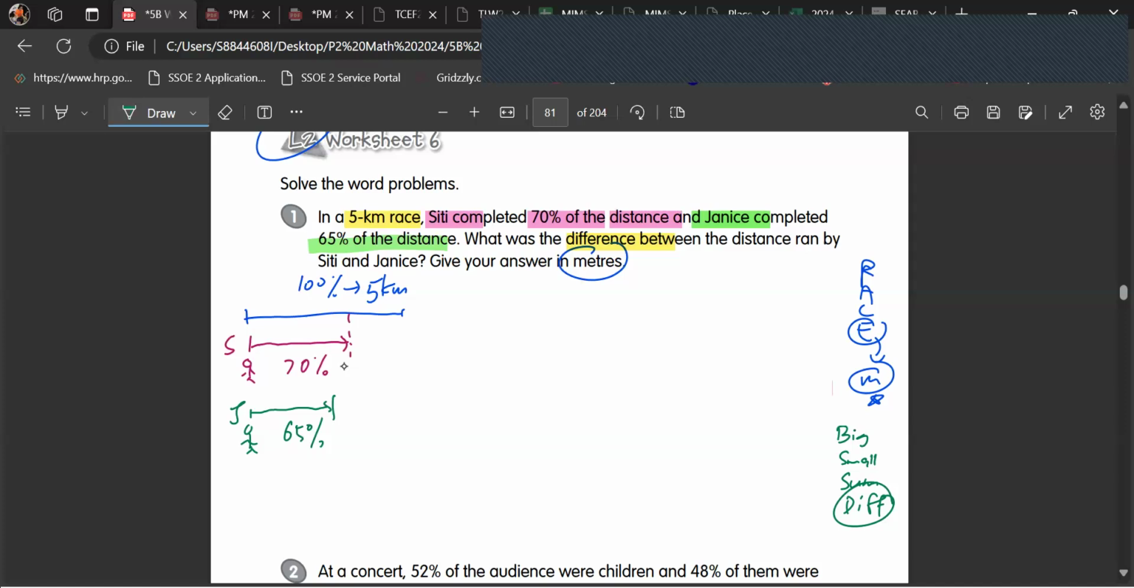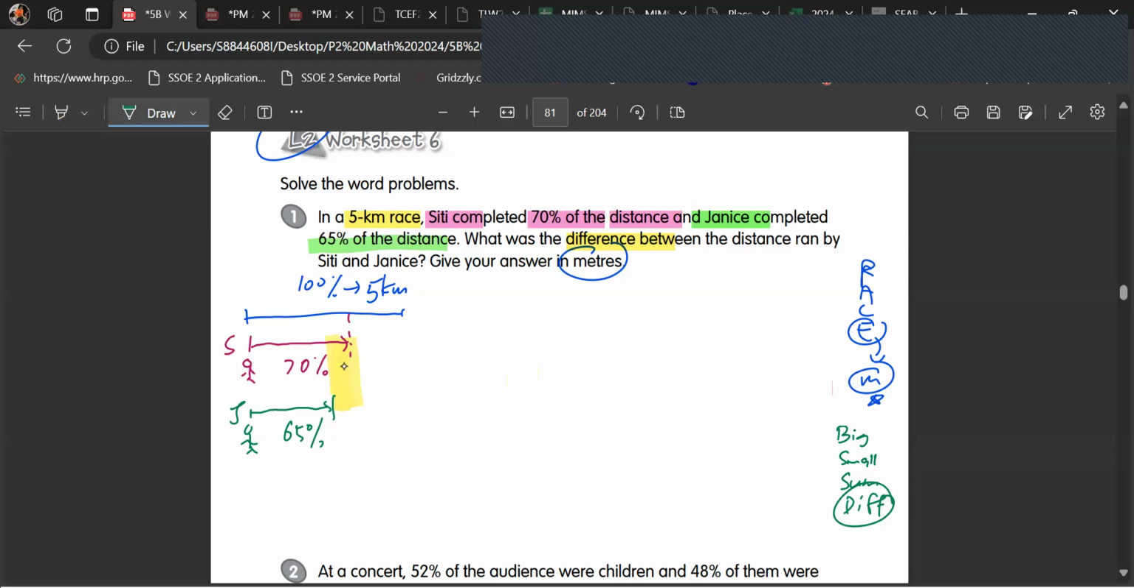I have the bigger number, which is Sarah. I have the smaller number, that is Janice. I'm asking for the difference. Where's the difference? The difference is here. Some of you may say, I need to take 70% times 5 kilometers for Sarah, and 65% times 5 kilometers for Janice, then I subtract. That's very long steps.